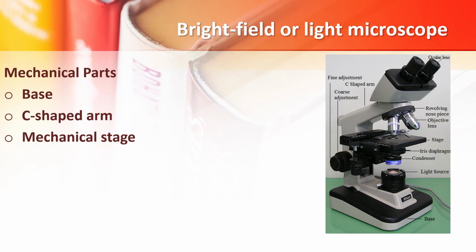Then what are the mechanical parts of the microscope? It has a base. Can you see the base here? This is the base, this is a C-shaped arm, and this is the mechanical stage. These are the main important mechanical parts of the microscope.